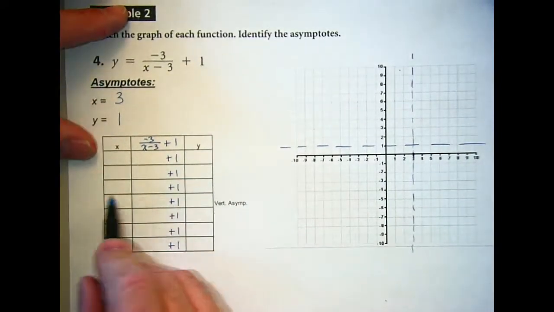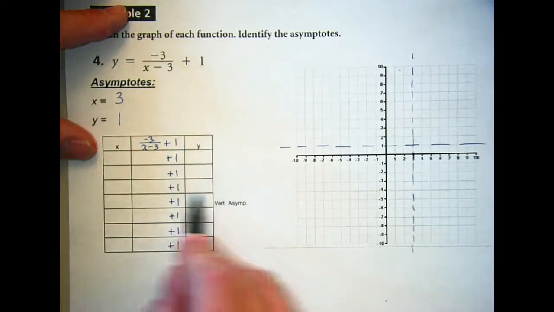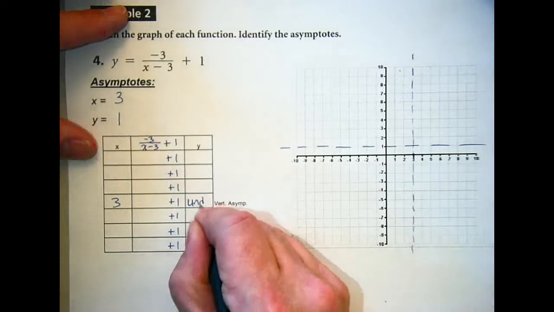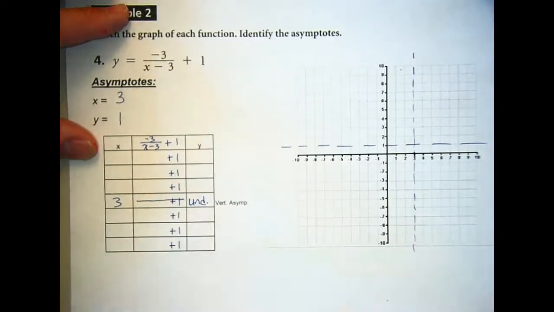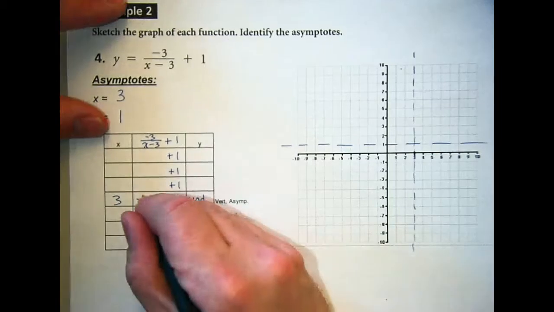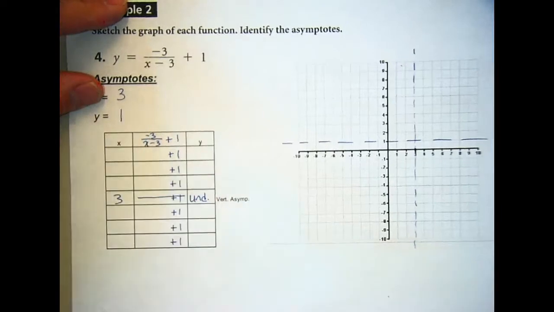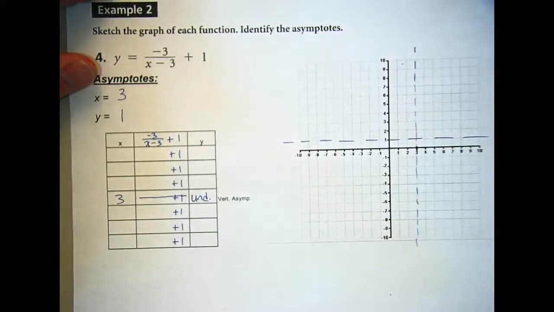What goes right here? 3. What's our vertical? 3. And that is? Undefined. So even though this one gets the 1, it doesn't matter. It's undefined, because we have the undefined part out front. When we put 3 in for this, we get a 0 on the bottom. That's bad. Now remember last problem, what did we do from there?